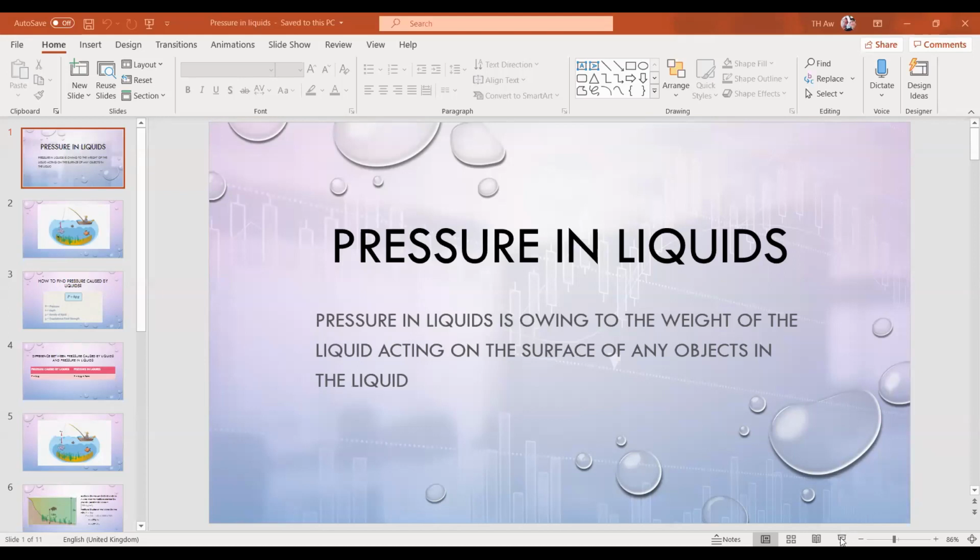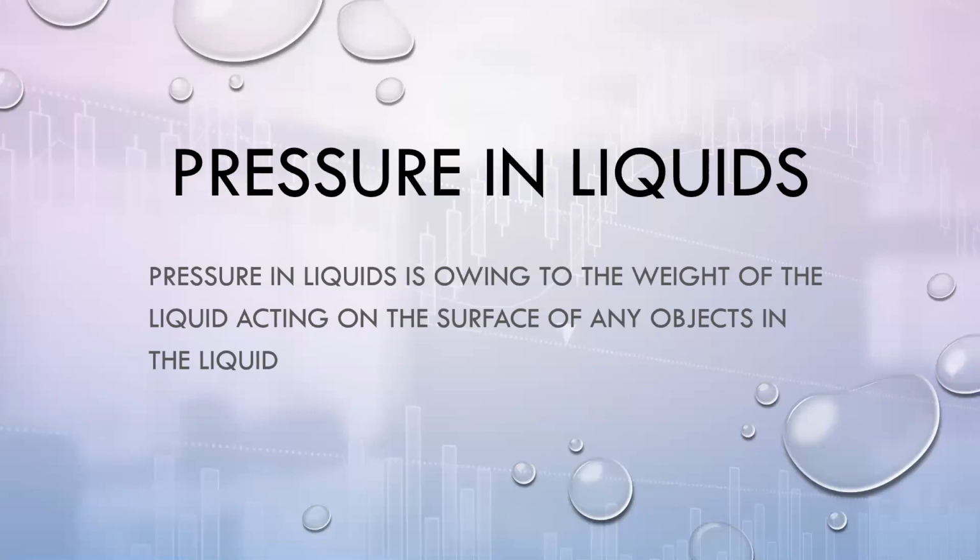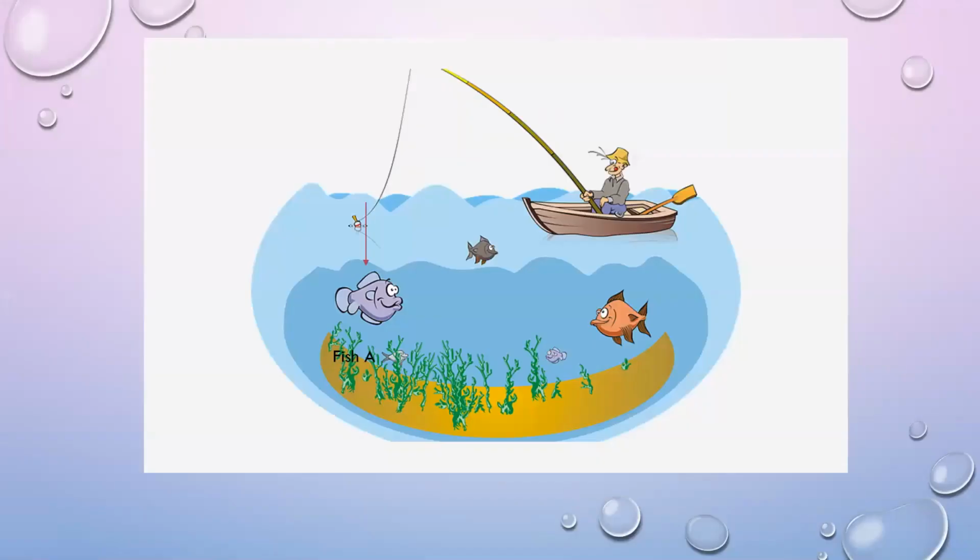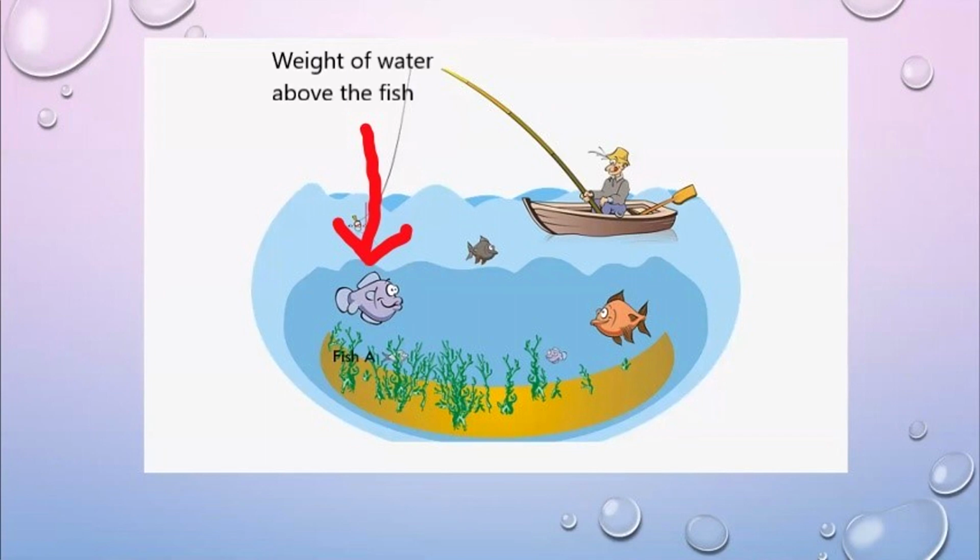So what is meant by pressure in liquids? Pressure in liquids is owing to the weight of the liquid acting on the surface of any object in the liquid. Let's see this example. The pressure caused by the liquid on the fish is owing to the weight of the water acting on the surface of the fish A.